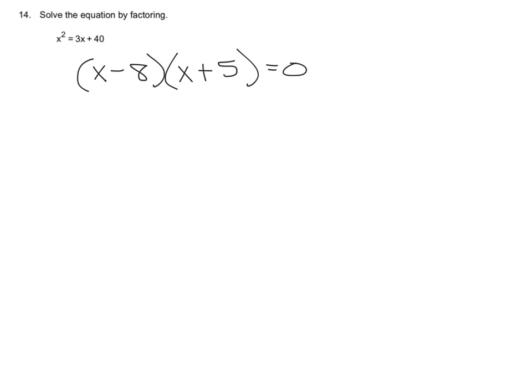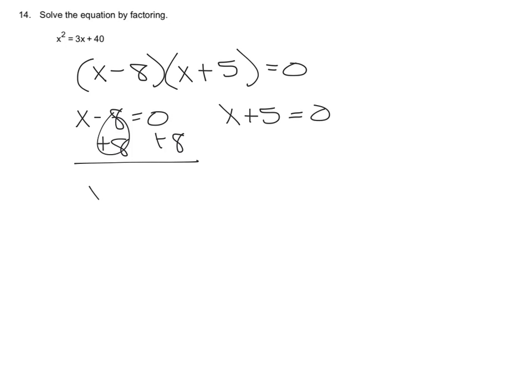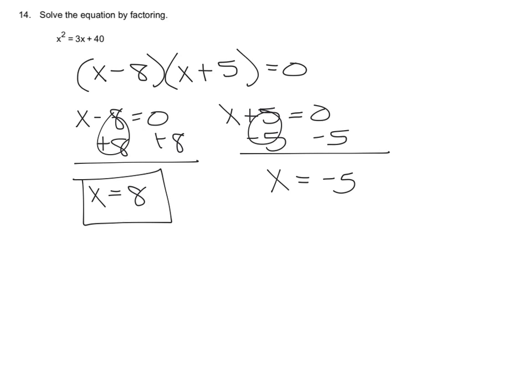Lastly, we can take each factor and set it equal to 0. So x minus 8 equals 0, and x plus 5 equals 0. Now we're going to solve for x in each equation. Here I'll add 8 to both sides, and I get x equals 8. Next, we'll subtract 5 from both sides, and we get x equals negative 5. So my solutions are x equals 8 and x equals negative 5.